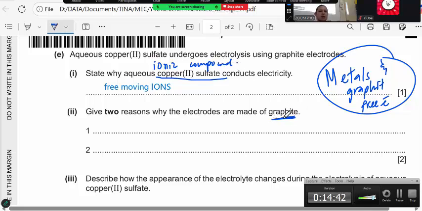So, why do we use electrodes made of graphite? Of course, they conduct electricity, and they are inert, okay?